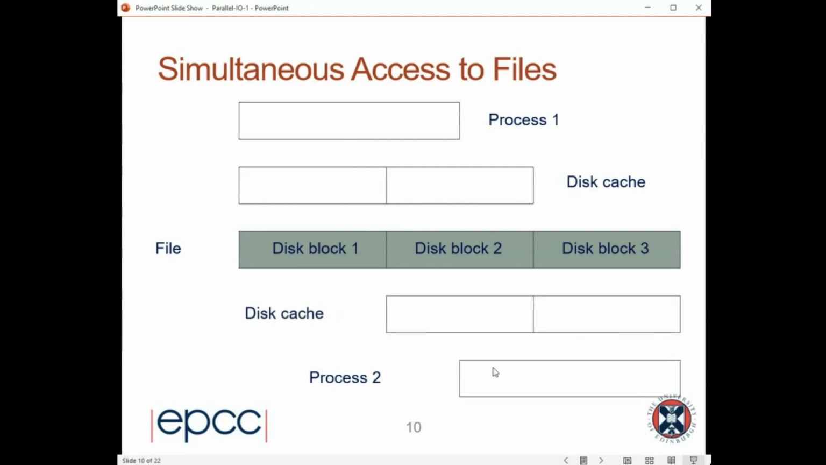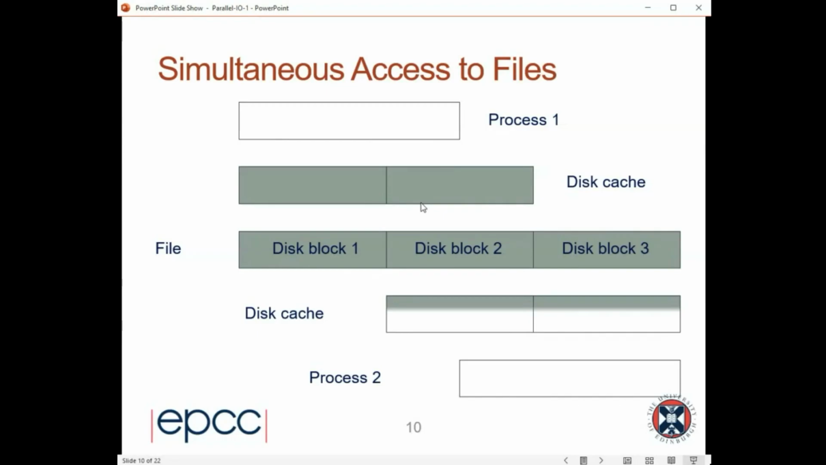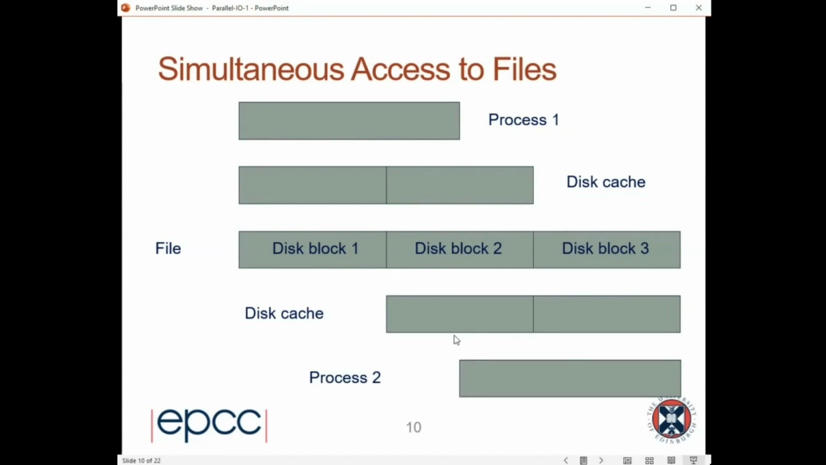Okay. So first of all, we read the file. So process 1 wants to read this data. Okay, it only wants the first half of the file. But your minimum IO transaction, your quantum of IO, is a disk block. So it has to read in 2 disk blocks into its cache. That's the minimum amount of data it can read. 2 4K disk blocks, that's enough. And process 2 does the same thing. And then process 1 gets its data and process 2 gets its data. That's not a problem.